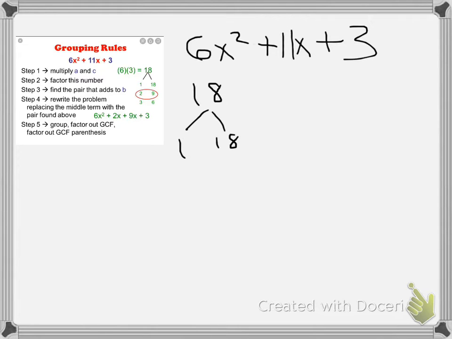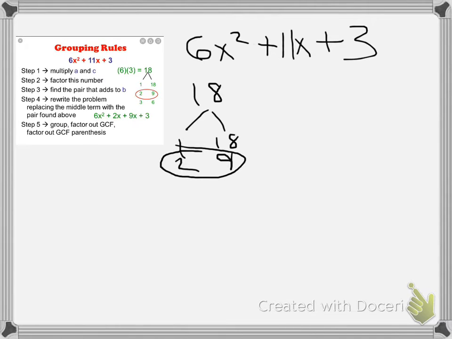So I'm going to go up to a 2. 2 and 9. 2 and 9 multiply to give me 18. And do they add to give me 11? And they do. So those are the two numbers that I'm going to be working with. 2 and 9. Right there.